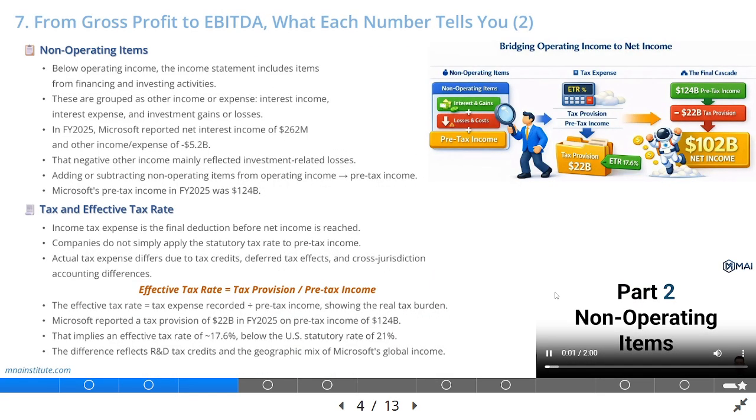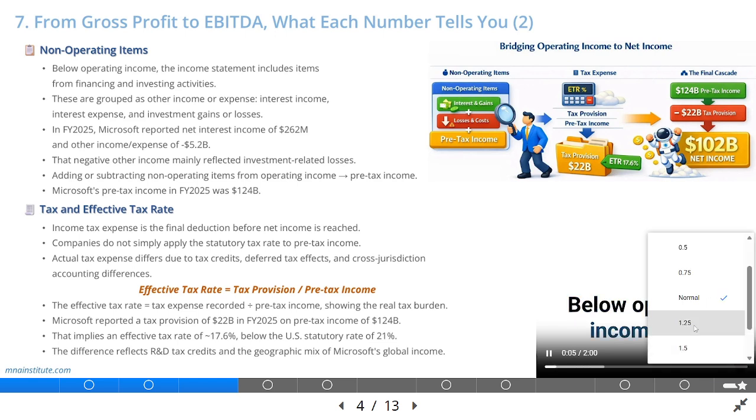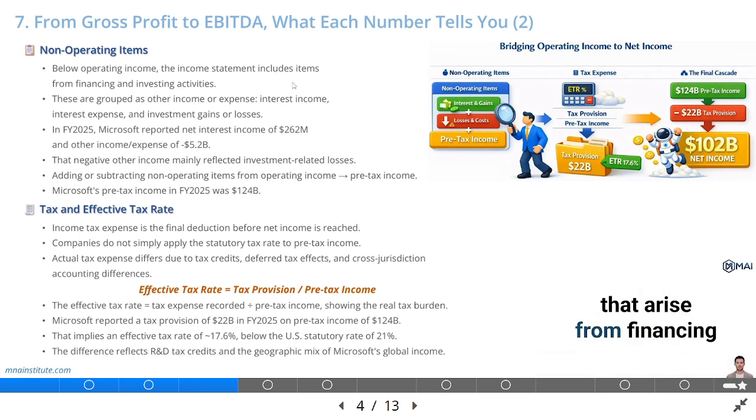Part 2. Non-operating items. Below operating income, the income statement includes items that arise from financing and investing activities rather than the core business. These are typically grouped as other income or expense, and they include interest income, interest expense, and gains or losses from investments or asset disposals.